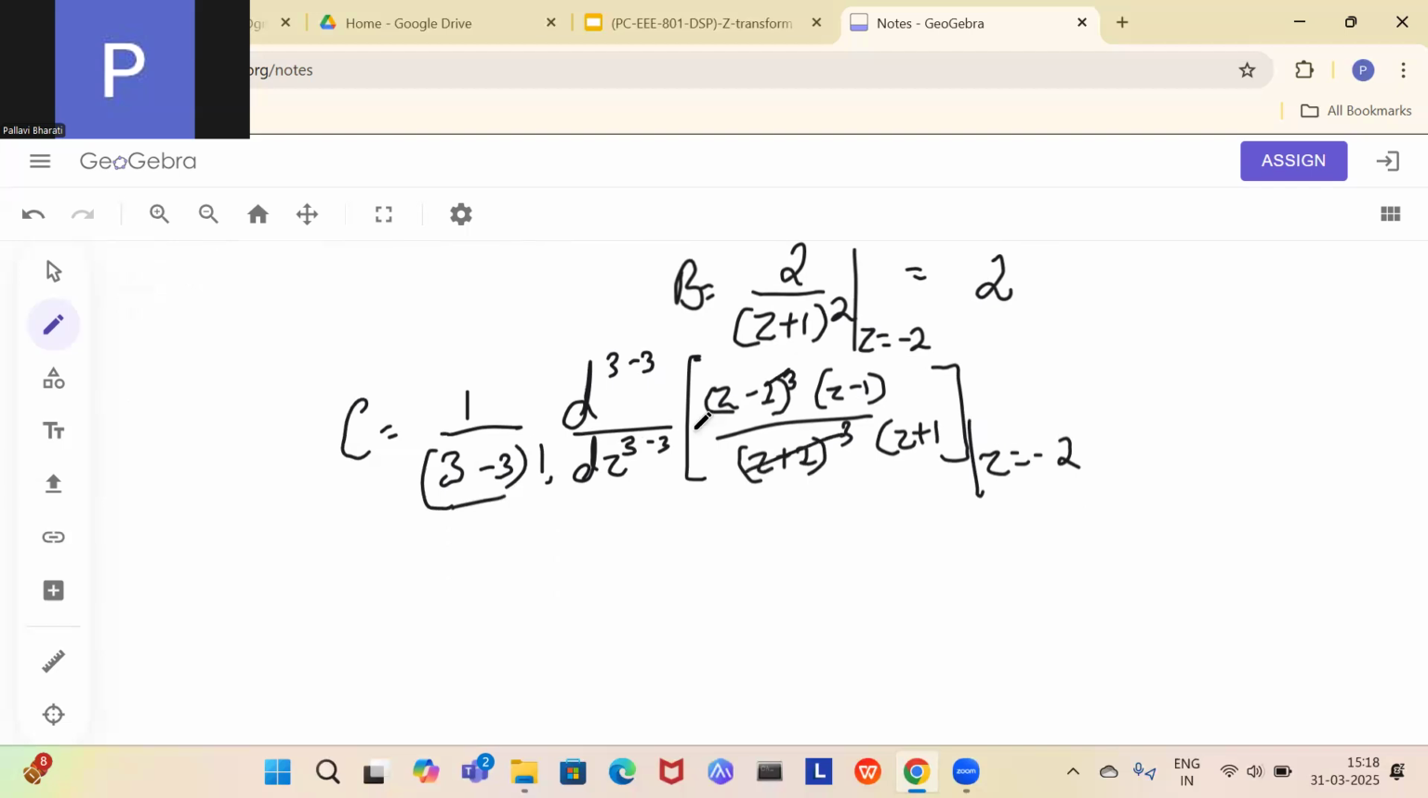So finally, what you are going to do is (z minus 1) by (z plus 1) at z is equal to minus 2. So the value of C you are going to get as minus 2 minus 1 by minus 2 plus 1, that is minus 3 by minus 1. So that is positive 3. And the d value we have already got.